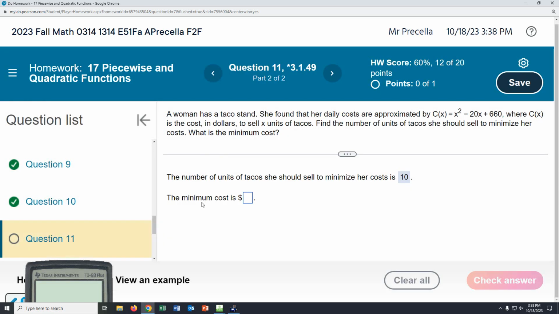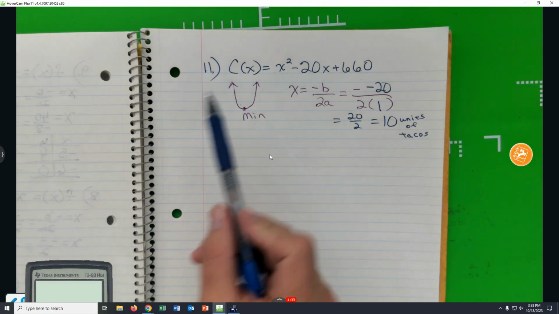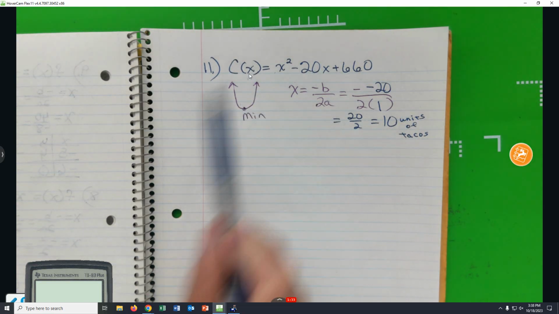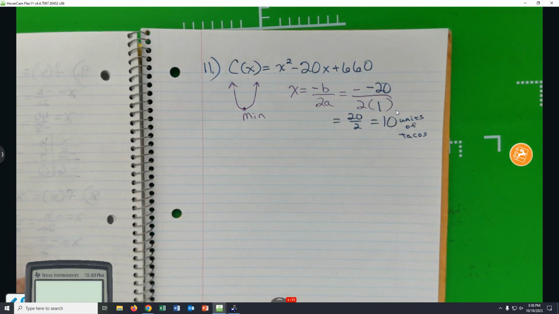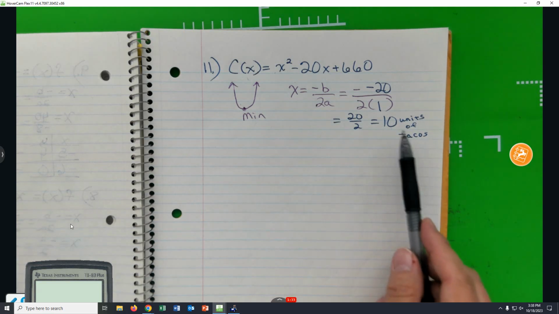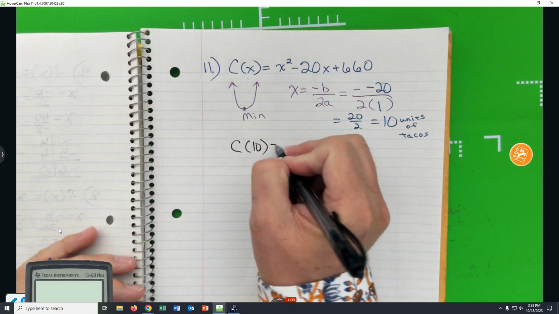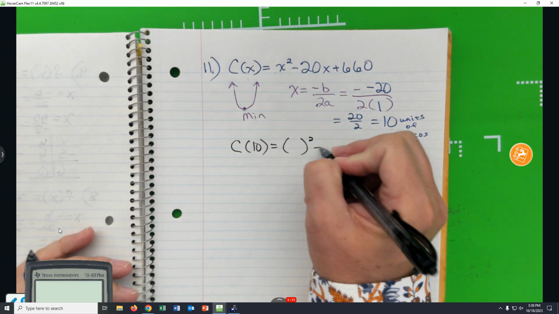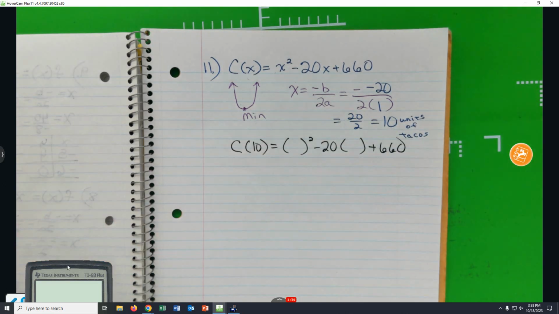Because it now asks, what is that minimum cost? So the first answer we knew by using the vertex formula. Now we want to know the value of the function. The value of the function, that's the y coordinate. We know the x coordinate. How do we find the y coordinate? Plug it in. So plug in 10 units. The cost for making 10 units of tacos, we're plugging in 10.